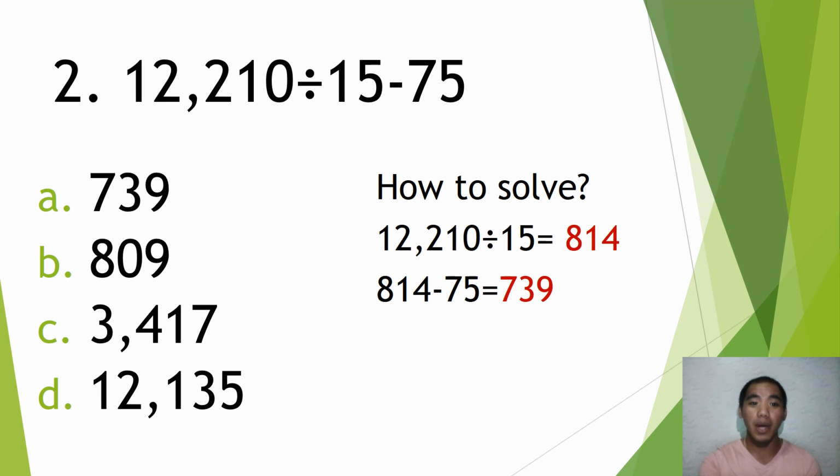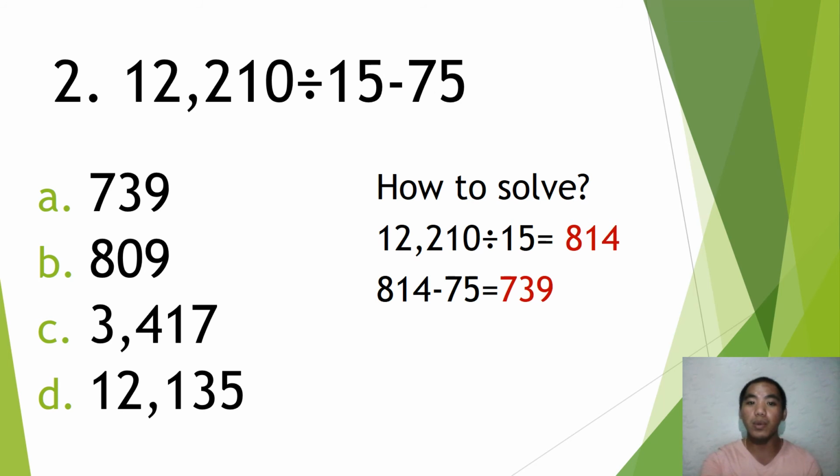Okay, number 2. 12,210 divided by 15 subtract 75. Okay, so we have four choices. Letter A, 739. B, 809. C, 3,419. Letter D, 12,135. So how are we going to solve for this problem?